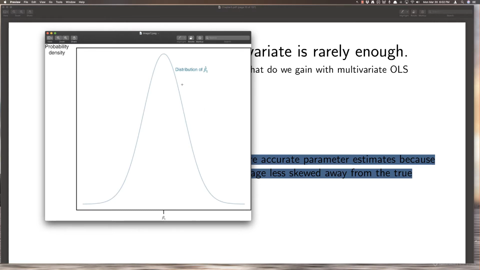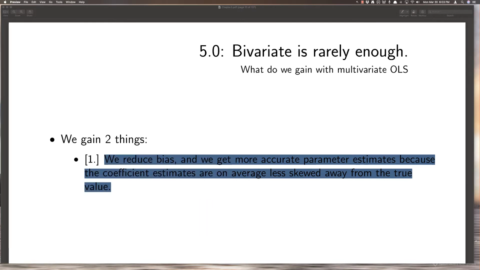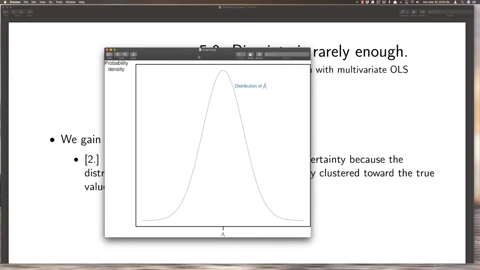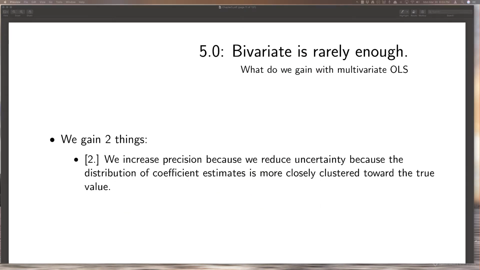This is an unbiased distribution of beta 1 hat. A biased distribution would be when maybe the beta 1 hat was over here instead of being here. If we have endogeneity, if we've left out a third variable correlated with our x and y, then we get that sort of bias. The next thing we gain is that we're going to increase precision because we're going to reduce uncertainty. That will shrink this beta 1 hat distribution, making it a little bit smaller than it otherwise would be.